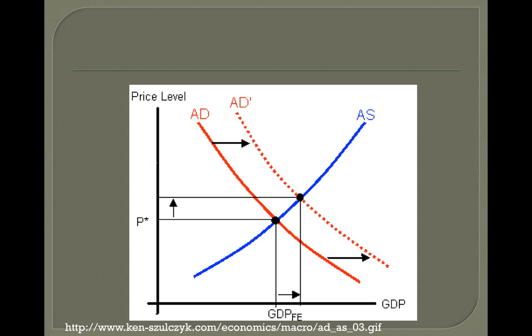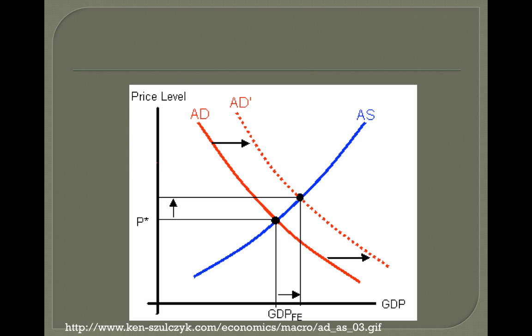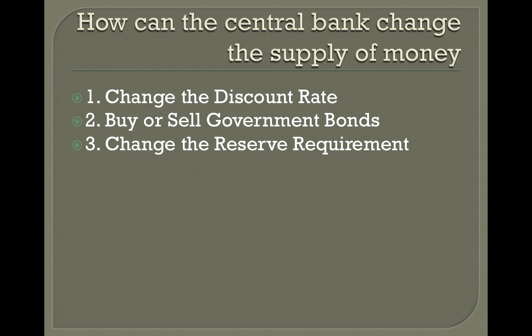And so AD shifts to the right, and we have a little bit of inflation and a little bit of economic growth. So you can kind of see how the central bank, by setting a low interest rate and increasing the supply of money, will stimulate aggregate demand and hopefully promote some economic growth. This is called expansionary policy. And that's one way they can encourage AD to shift to the right.